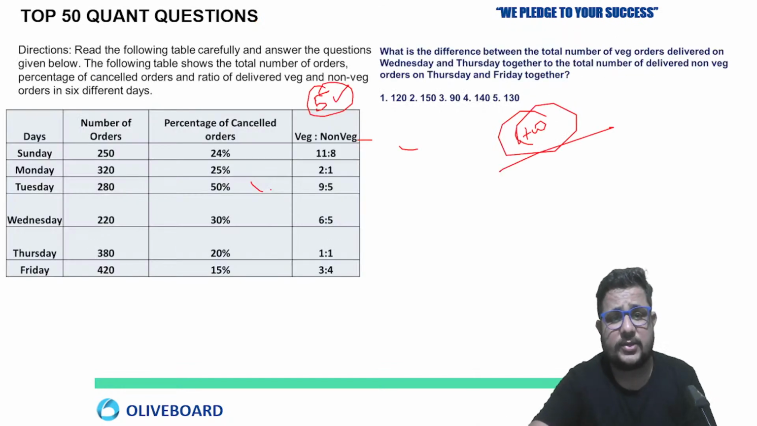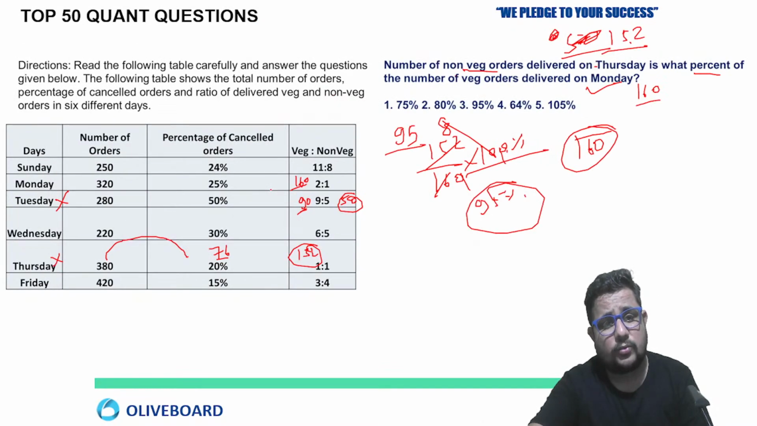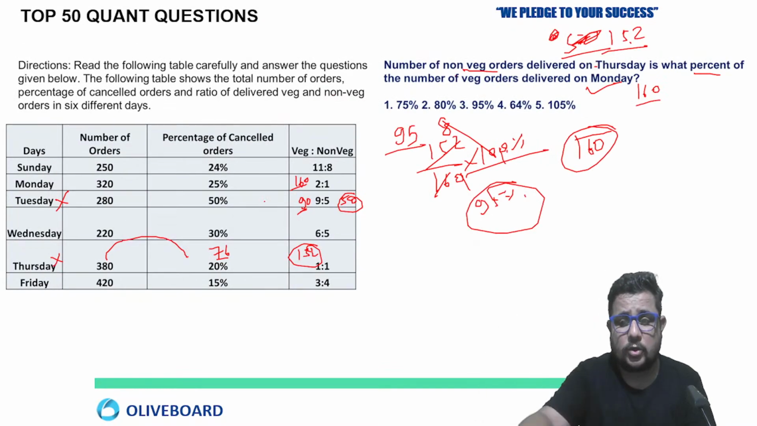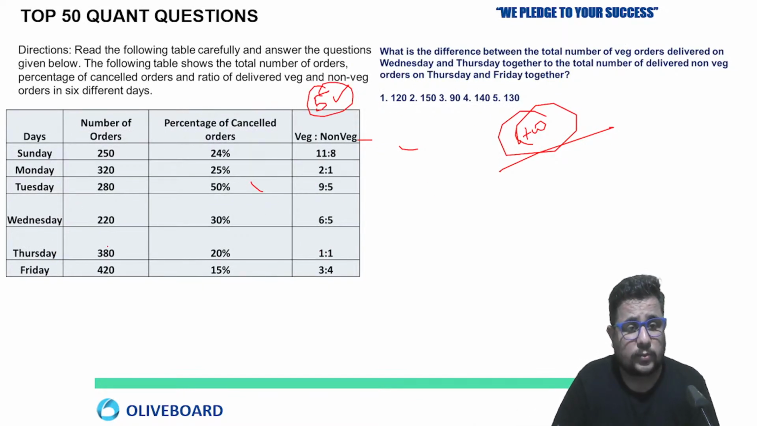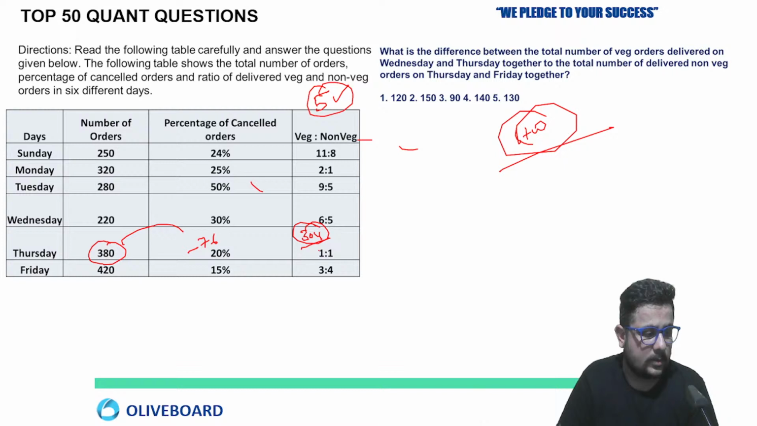Not 162. Why should it be 162? See here, which one are you talking about? This one, 380. See, when you subtract 20%, that is 76, you will get 304. Right, Priya? So this 304 is going to be 152, 152.